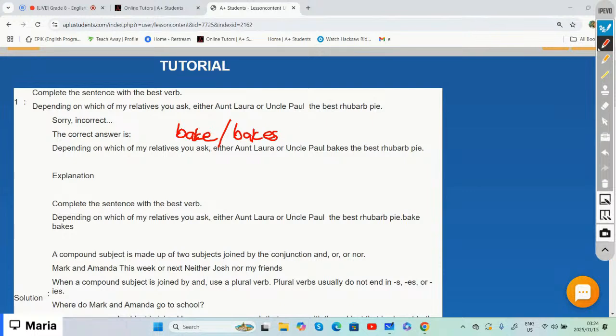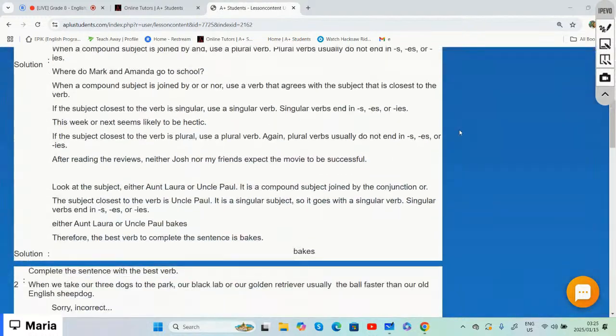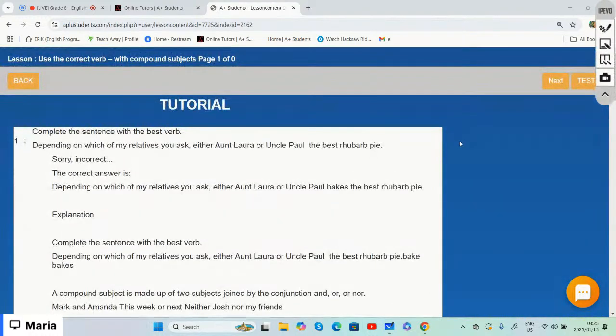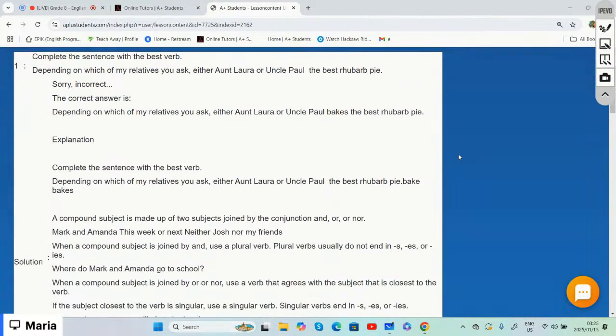All right. And if we were to choose the correct option, because remember we said we need to see which one is the closest. So it says, depending on which of my relatives you ask, we say either Aunt Laura or Uncle Peter. So it's one of them bakes the best rhubarb pie. I think it's bakes. Yes, bakes, because it's basically referring to one person. It's either this person or that person.